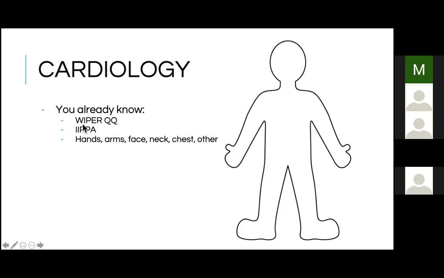So we've been through the WIPER QQ and then the IIPPA, and then need to go systematically. I normally start with looking at the hands, then arms, and working my way up towards the face and neck. And then I move on to the chest. And I always start with inspection. It's important to look around the bedside as well. So just before you start, spend a few seconds looking at what's around the patient, and also looking at the patient themselves. Does the patient appear well, or do they look unwell? This is something you'll gauge with time and with practice.